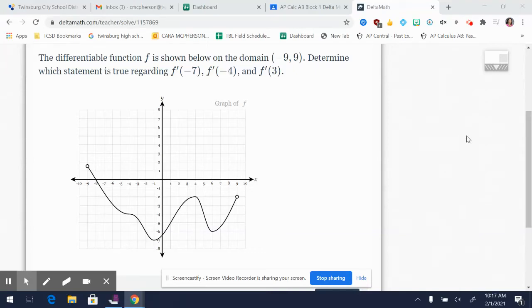I wanted to do a quick lead in to these next problems on Delta Math just to help in case you're not sure what exactly it's asking. And this is going to kind of get us ready for the next section. So kind of a preview of coming attractions here.